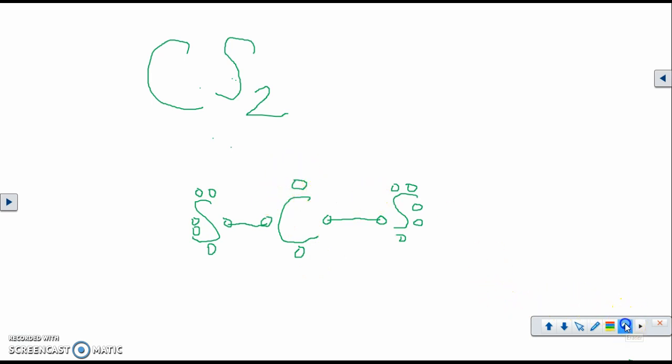So how do you deal with this? The way you do this is you are going to move 2 other electrons in the middle. So you're going to do it this way.